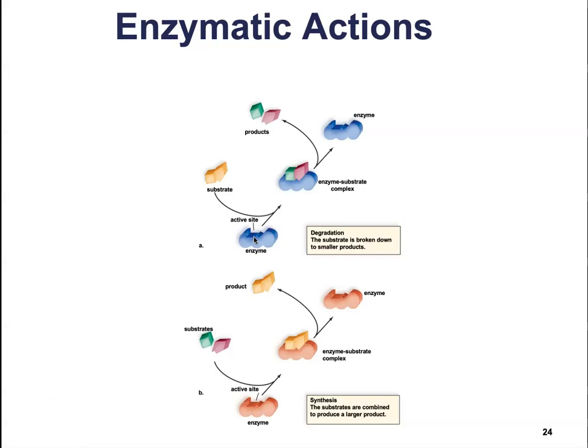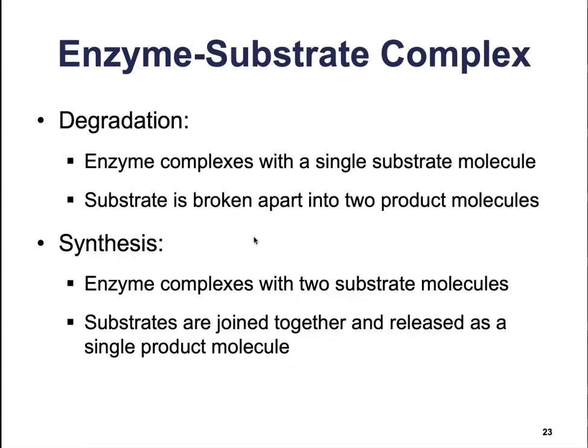All right, so let me go back just to talk a little bit more about these reactions. I've sort of been talking about them all along. Remember, we talked about degradation and synthesis reactions. In degradation, enzyme complexes, this is what I was just showing you, will bind with a single substrate, and then that substrate gets broken down. If we talk about synthesis, I also mentioned this when I gave the example before with the amino acids in the protein, two substrate molecules get joined together and released as a single product.